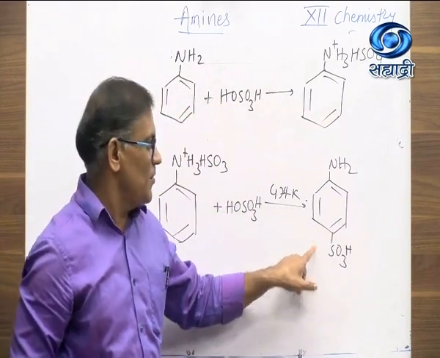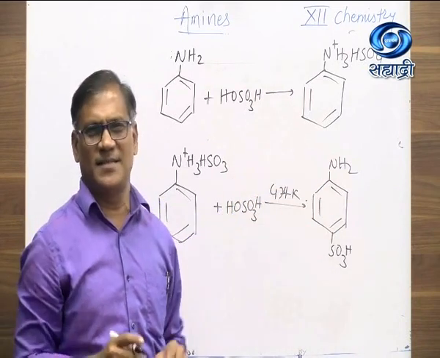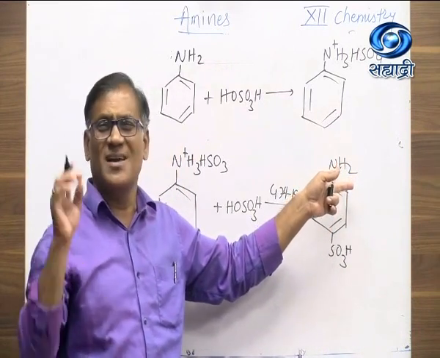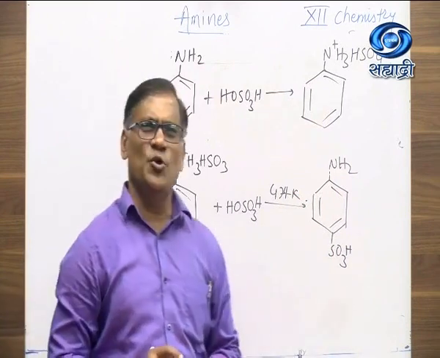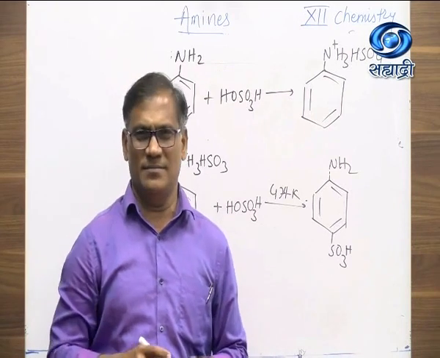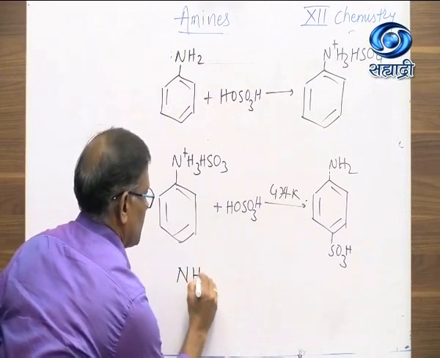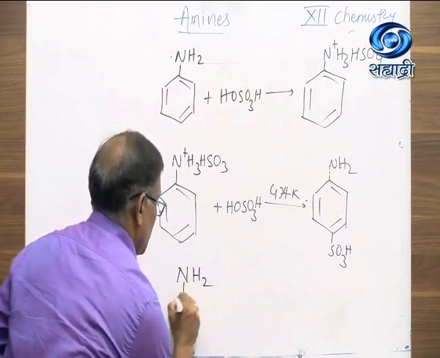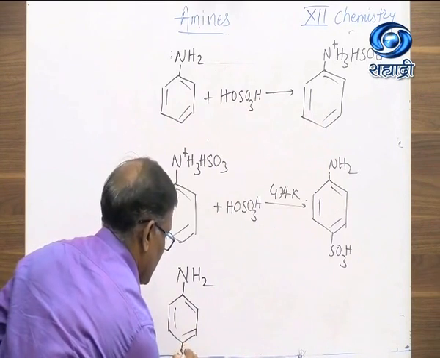this compound. The name of this compound is para-aminobenzene sulfonic acid. The position of the NH2 group is at the 4th position. So it is para-aminobenzene sulfonic acid. This para-aminobenzene sulfonic acid exists as a dipolar ion, also called a Zwitter ion. Why Zwitter ion? Because both acidic and basic groups are present in the same molecule. Therefore, it is called a dipolar ion or Zwitter ion.